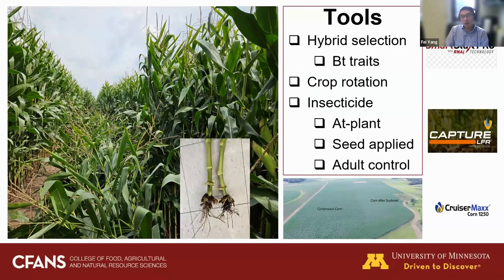So for management right now for these rootworms, we have several tools. The most used are the Bt traits and crop rotation. And we also rely on some chemical insecticides, and these can be applied in different ways. For example, soil insecticides at planting, and we can also use seed treatments. And sometimes you can use foliar insecticides for adult control.